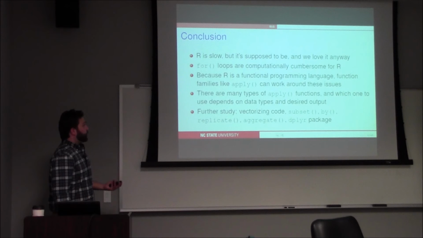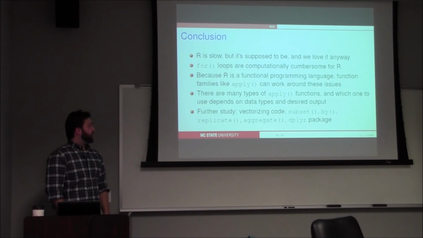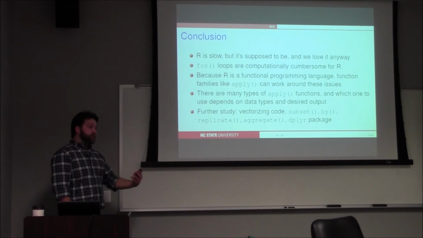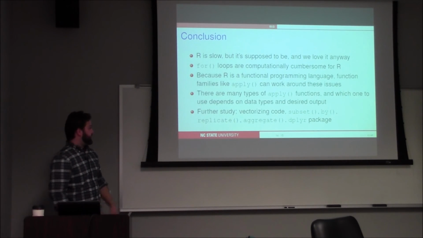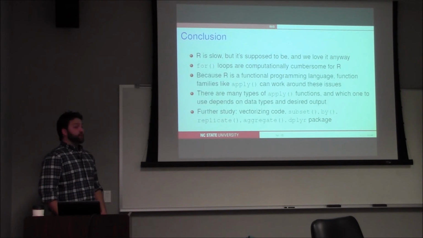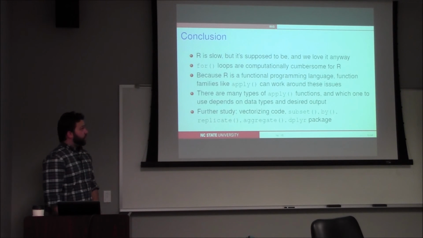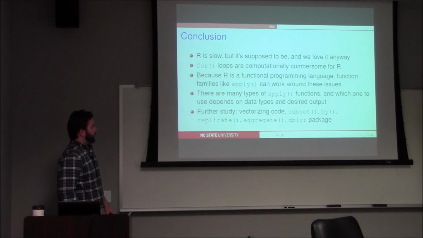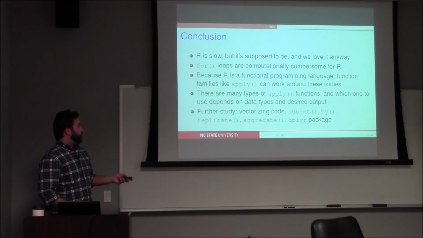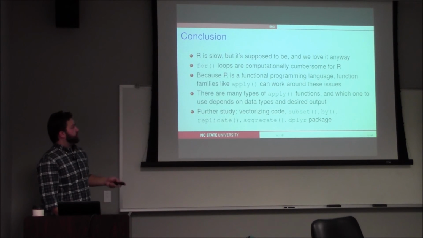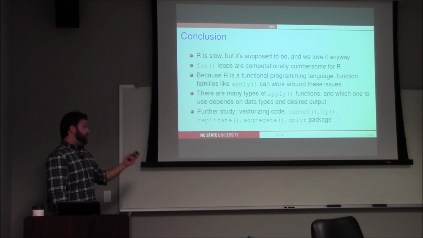Another thing that we learned is that for loops are computationally cumbersome for R, and the reason for that is because R is an interpreted language and not a compiled language, so it's asking itself those questions every single time for every single entry down that loop. So especially in a big data setting, we're going to be staring at the computer forever waiting for some output. Because R is a functional programming language, and I introduced that term very briefly, function families like apply can work around all of these issues. So we'll let functions be the arguments of functions, and we can work around these problems in a much easier way.